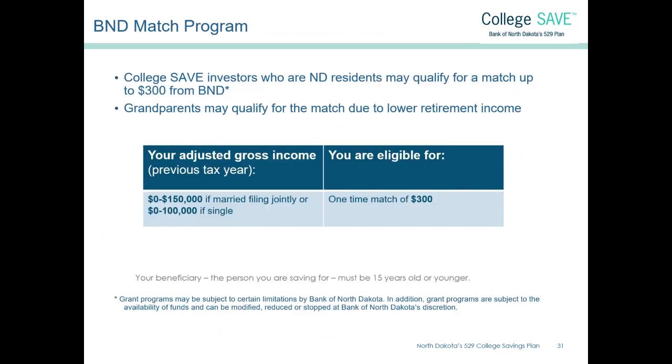And the third match is the B&D match. This is an income restricted match, but 4 out of 5 families qualify in North Dakota, and we just increased the income levels. So if you're married, filing jointly, earning $150,000 adjusted gross or below, you'll also be able to get the $300 income-based match for every child who has not turned 16 years old that you open up an account for. For grandparents, that's significant because that 16-year-old does not have to live in the state of North Dakota. So you can do this for your grandchildren living anywhere in the United States.